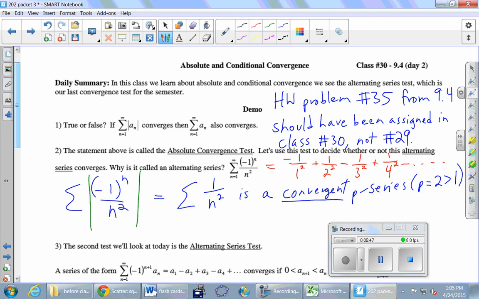So what does that mean about the red? Convergent, right? Now, if the blue was divergent, it doesn't help us. Okay, so then the sum of the original series, -1 to the n over n squared, converges by the absolute convergence test.